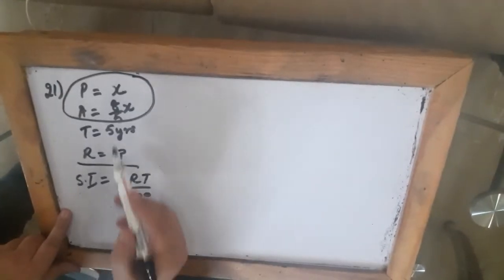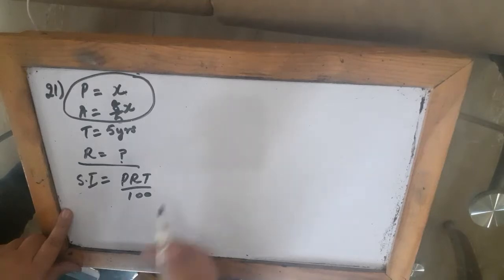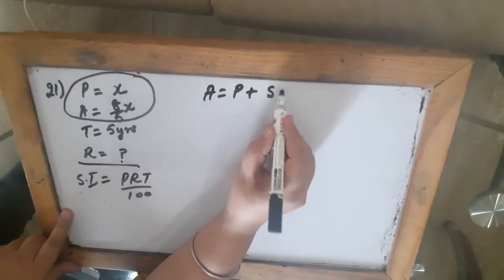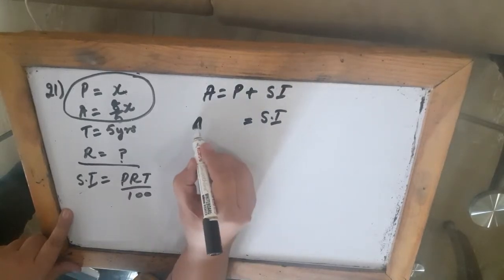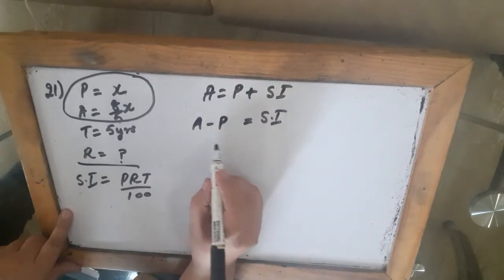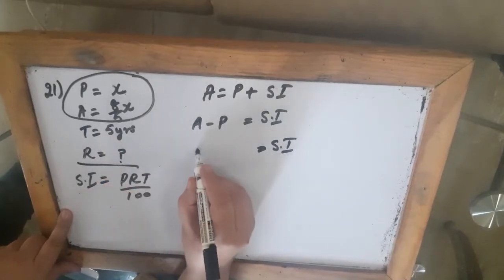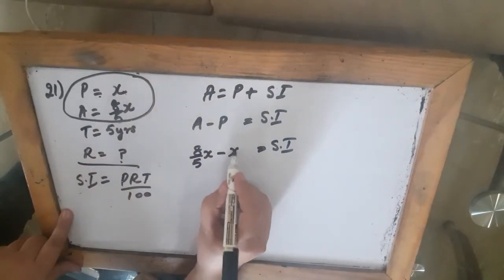Okay, the simple interest also I will get in terms of x, because both principal and amount I have in terms of x. So amount is principal plus simple interest. So in order to get simple interest, it means amount minus principal. This will come to this side. Now in order to find simple interest, what is amount? 8 by 5x minus principal is x.